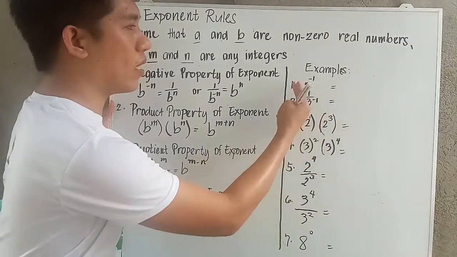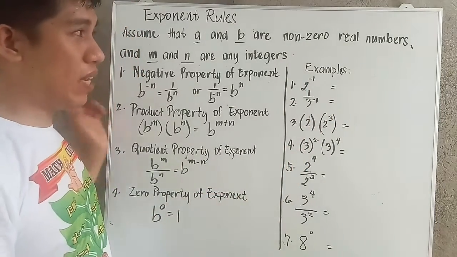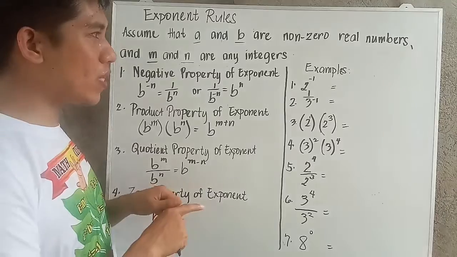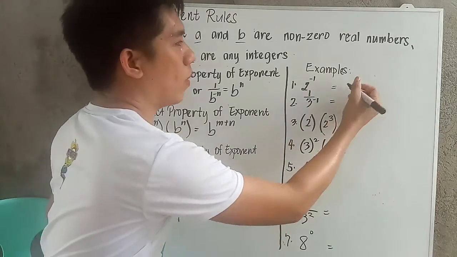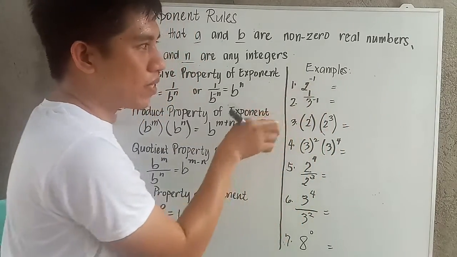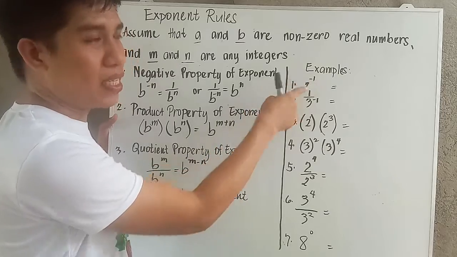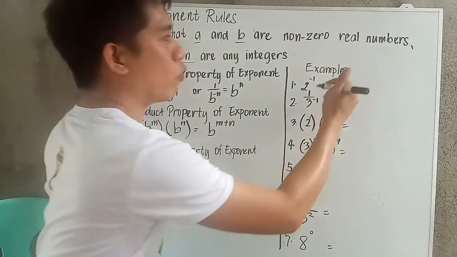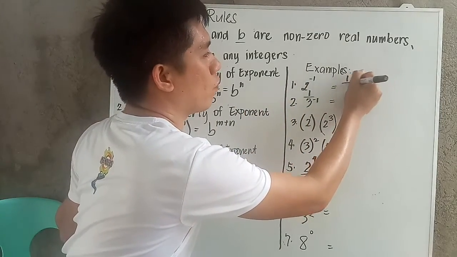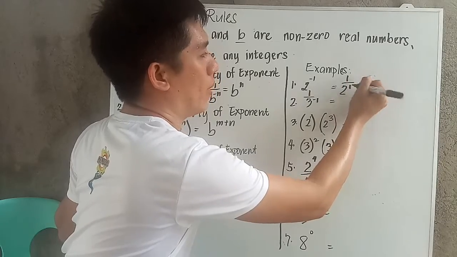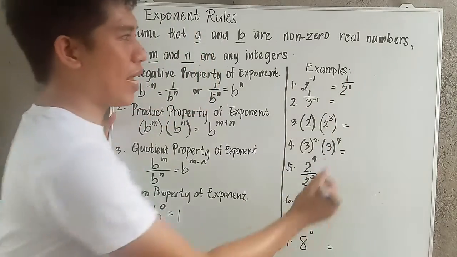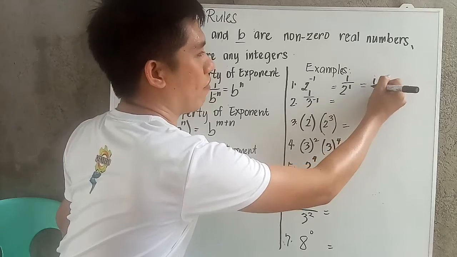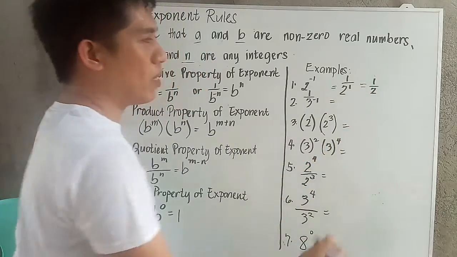For example, in number 1, 2 raised to the power of -1. Since the exponent is negative, for it to become positive, we put it below the fraction bar. In that case, the answer would be 1/2. That would be the final answer.